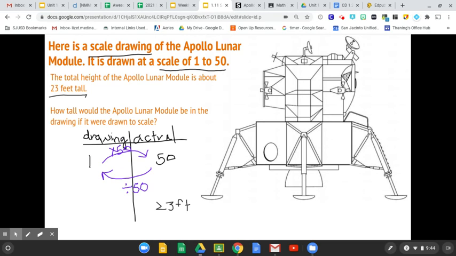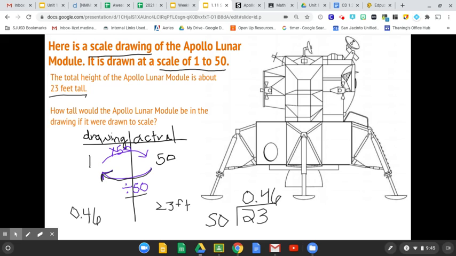23 feet. We want to know how tall this module should be in the drawing if it's drawn with this scale, 1 to 50. So for this one, we have to look at our arrows. We're on the actual side, which means we are dividing by 50. So 23 divided by 50. And when we do that, we get 0.46. So I'm going to go ahead and fill that out in my table.